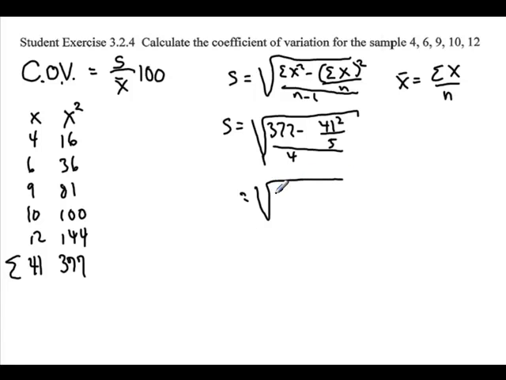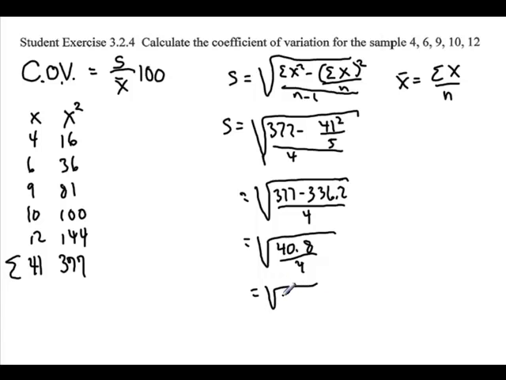So let's take our 41 squared and let's divide it by 5. And when I do, I come up with 336.2. And I'll divide that by 4. And upon subtracting, I come up with 40.8, again divided by 4, which is square root of 10.2.